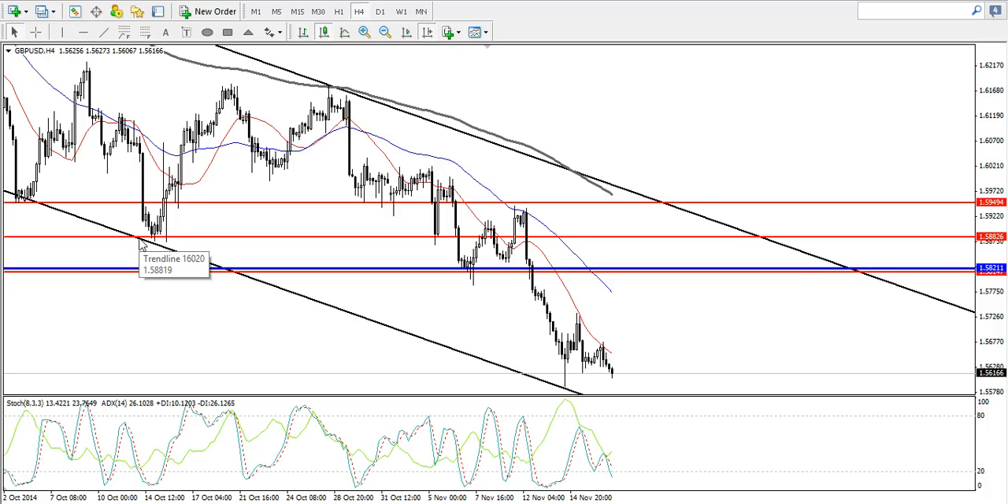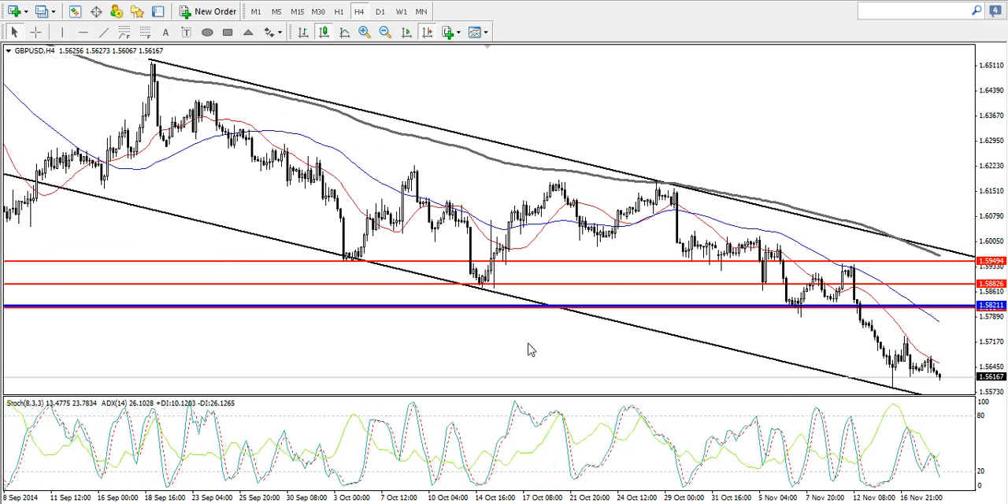Alright, so we're going to start off with the four major currency pairs as usual. Starting off with the pound against the US dollar. Right here, you're seeing the 4-hourly charts for the pound against the US dollar.